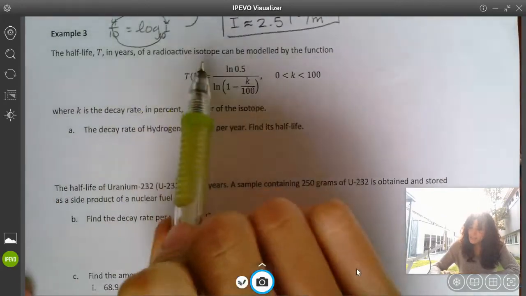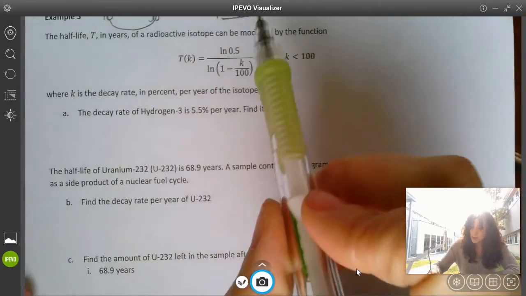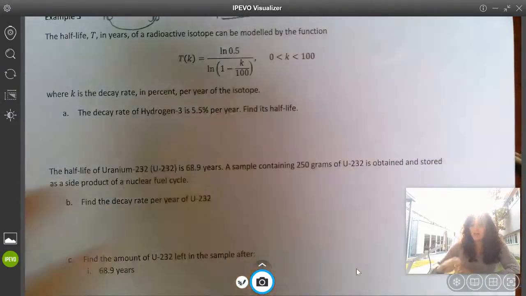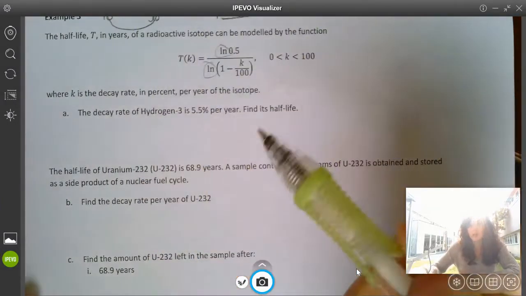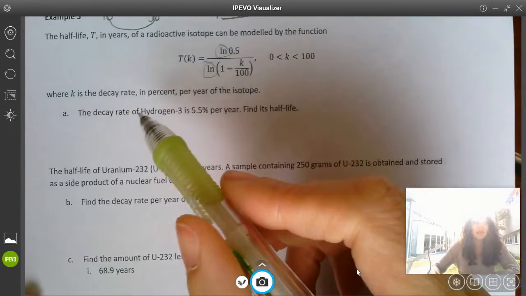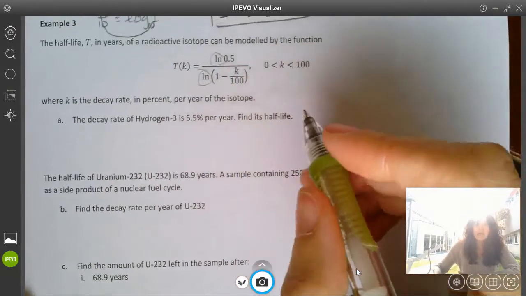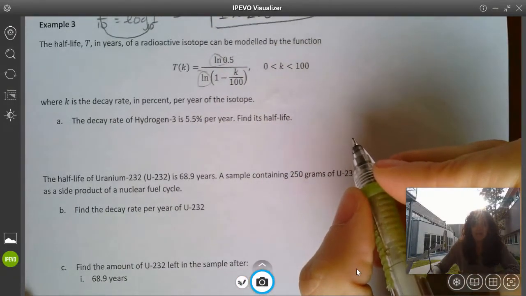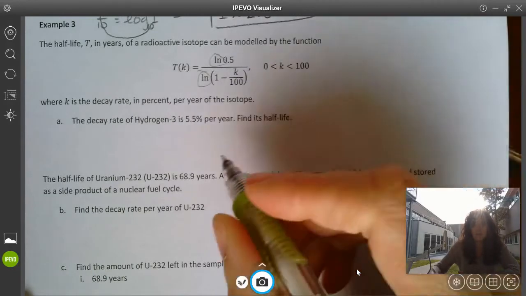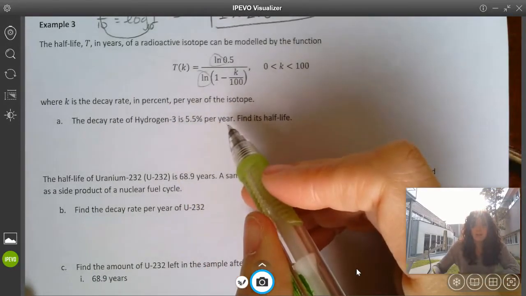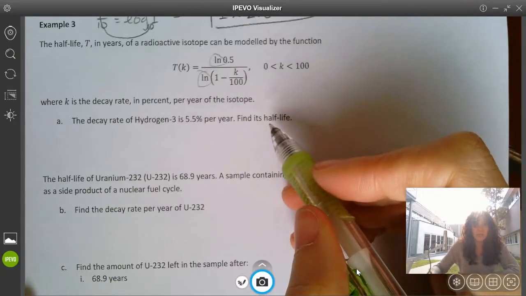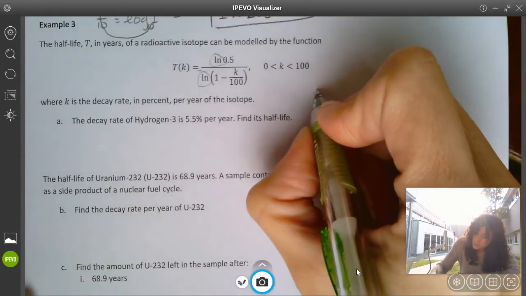The half-life T in years of a radioactive isotope can be modeled by this function. Crazy, I'm not even going to try to process it besides the fact that I see natural log, which is log base e. K is the decay rate, T is the half-life. So the decay rate of hydrogen 3 is 5.5% per year. Find its half-life. Okay, so what is going on here?